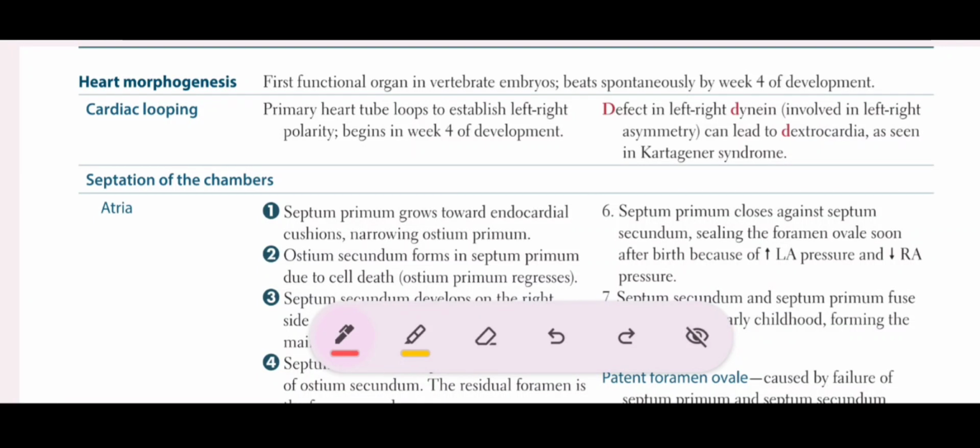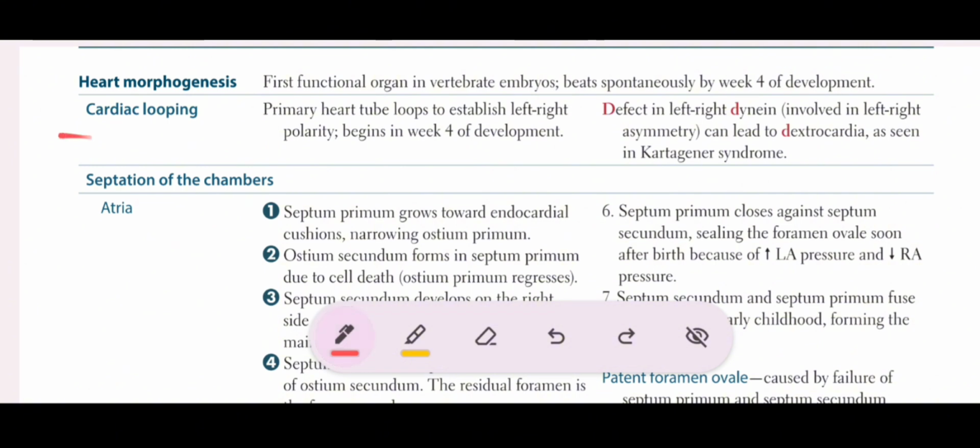We are going to study the embryology of the heart. We know that the heart is the first functional organ in the human body to develop, and it starts beating spontaneously by the fourth week of development. And then there is the concept of cardiac looping.